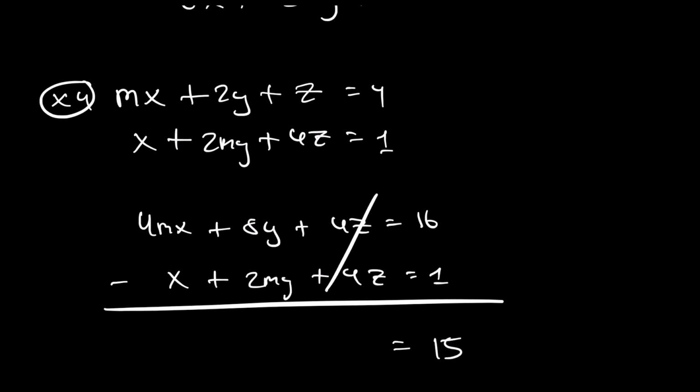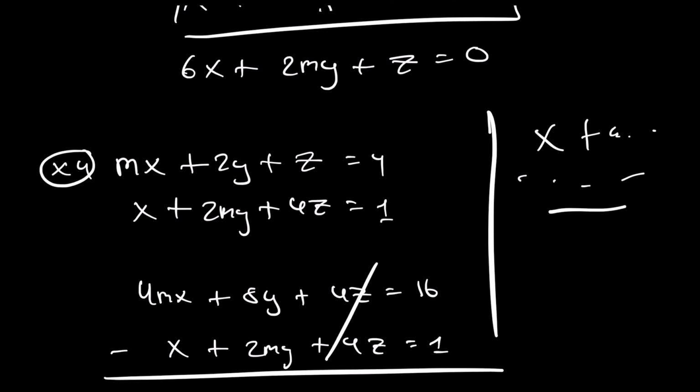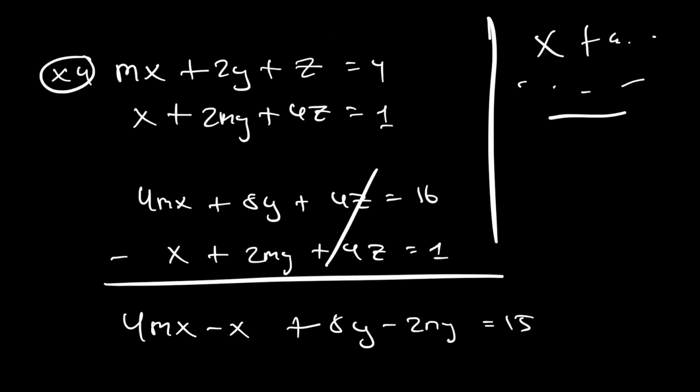15 equals, now remember, 4mx minus x plus 8y plus 2my. Let me just write that bigger. 4mx minus x plus 8y minus 2my equals 15. Now, students tend to get confused because let's say we do the other 2 equations here, and we solve, and we get another, let's say we get 8my plus 2x equals 2, then 3mx plus 4y equals 1 for x.